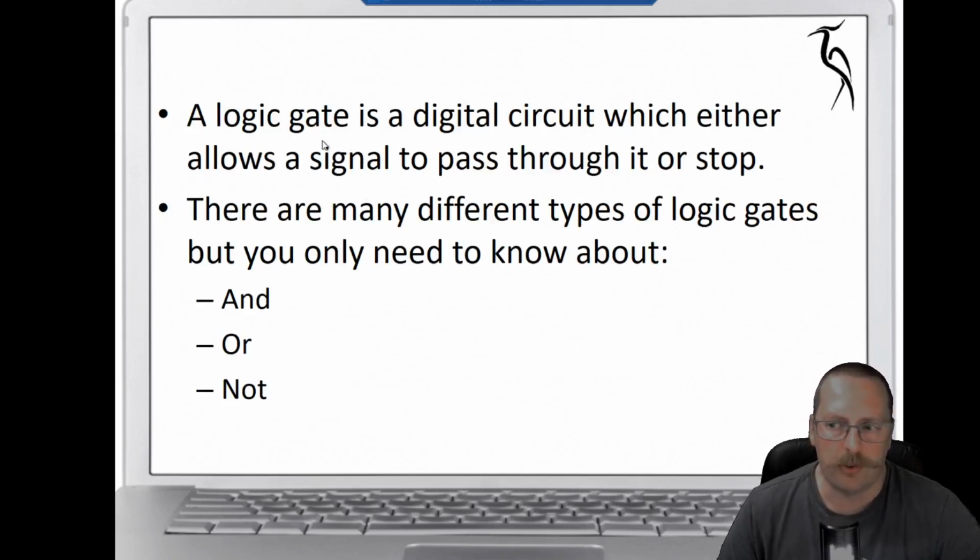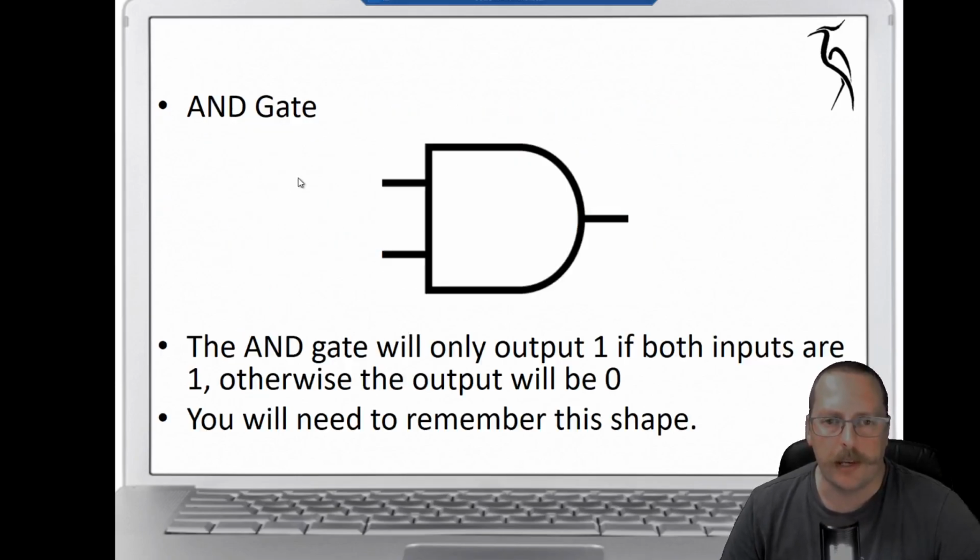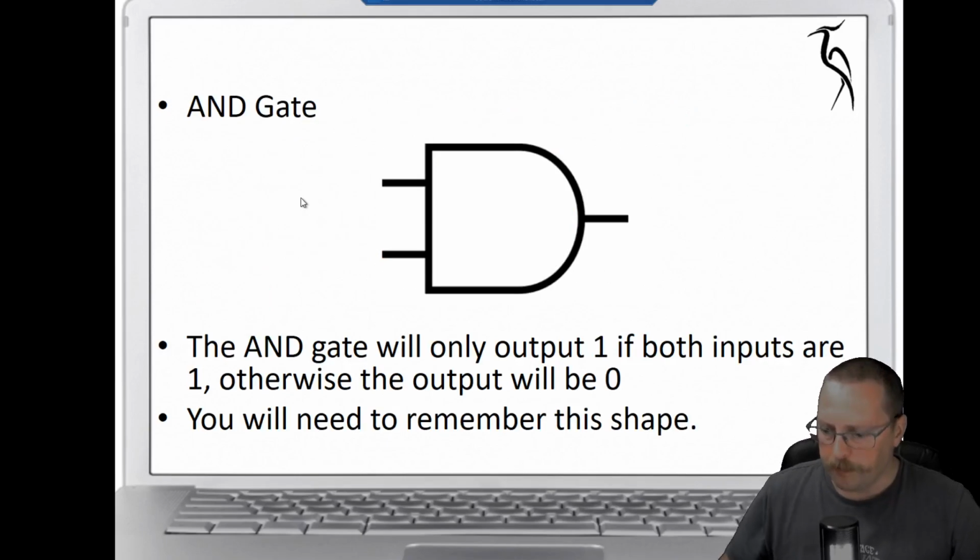Now there are lots of different logic gates you need to understand, but the only 3 that we have to have a real understanding of are the AND gate, the OR gate and the NOT gate. I'm going to go through these 3 different gates, and you're going to do some work today based on these. So first of all, let's look at an AND gate. Now I'm going to draw an AND gate.